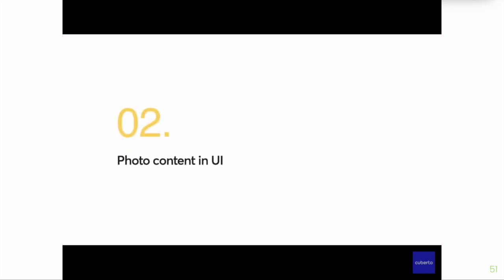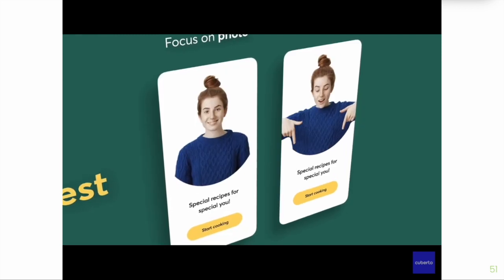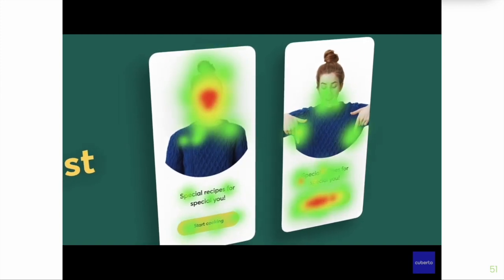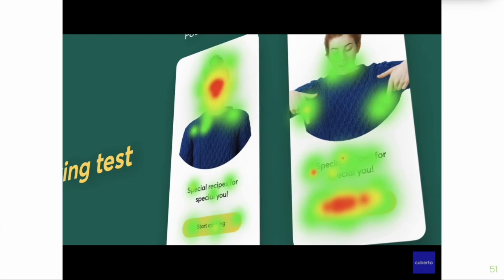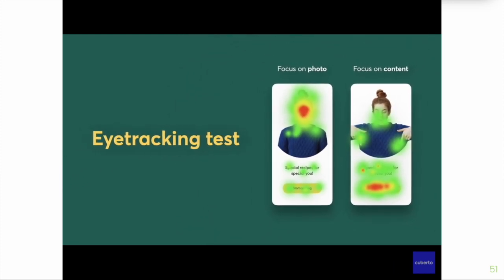Photo content in UI. Have you ever noticed how photo content can affect your perception? Here's a simple eye tracker test. If you place a photo of a girl over the text, the girl immediately draws attention. If the girl gestures to the text or button, then the text is what you will look at first. This simple test shows how important it is to put emphasis on the interface correctly.